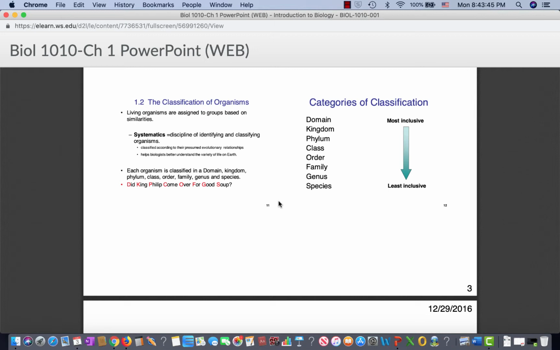Organisms are classified based on their similarities. Systematics is the discipline of identifying and classifying organisms. Each organism is classified in a domain, kingdom, phylum, class, order, family, genus, and species. If you have difficulty remembering that, just think of, did King Philip come over for good soup? This order is from the most inclusive to least inclusive. So domain is a big bucket category that a lot of things fall into, and then species is very specific. There's only one thing that fits in a particular species category.